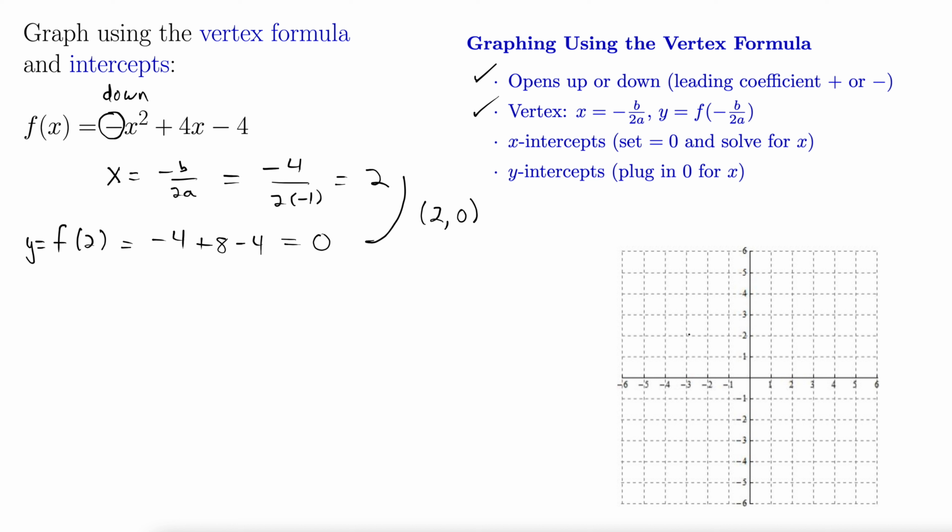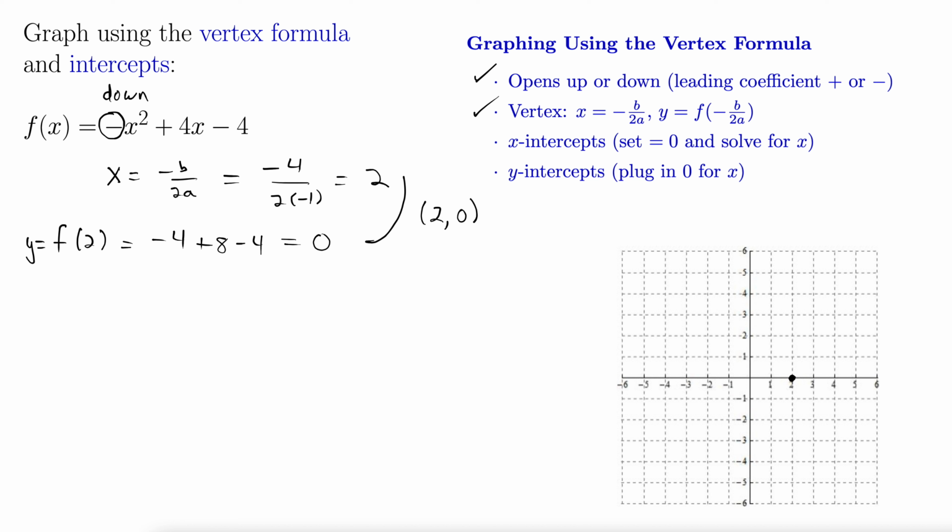Let's go ahead and add that to our grid here. So (2, 0). It's right on the x-axis, which is interesting. Let's get our x-intercepts. Actually, we already have one right here, and maybe you can deduce what's happening. Actually, we already have enough information up here to graph this if you really think about it. But let's go a little bit further anyway. Let's go ahead and solve for the x-intercepts.